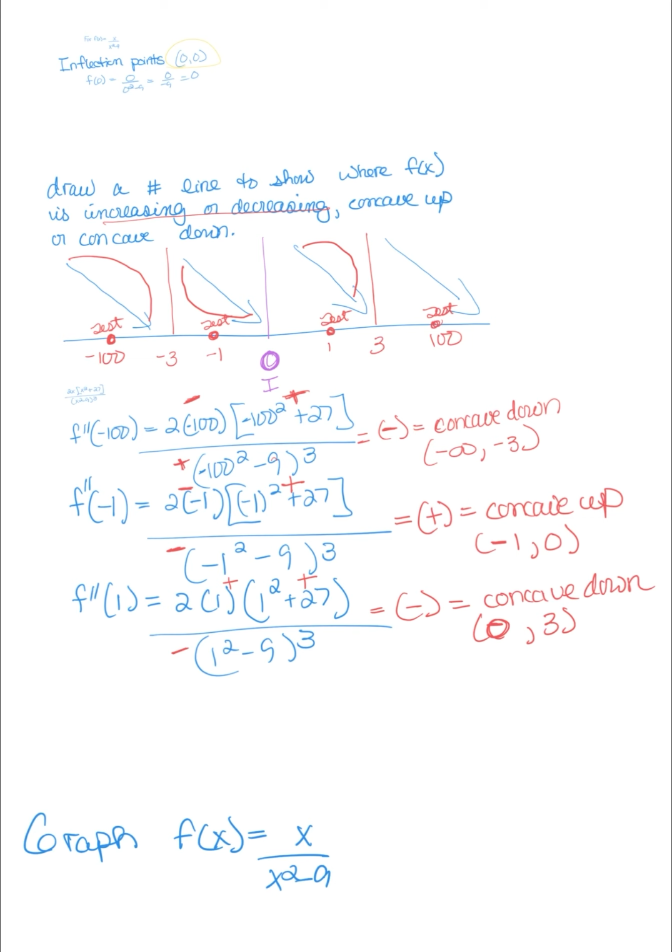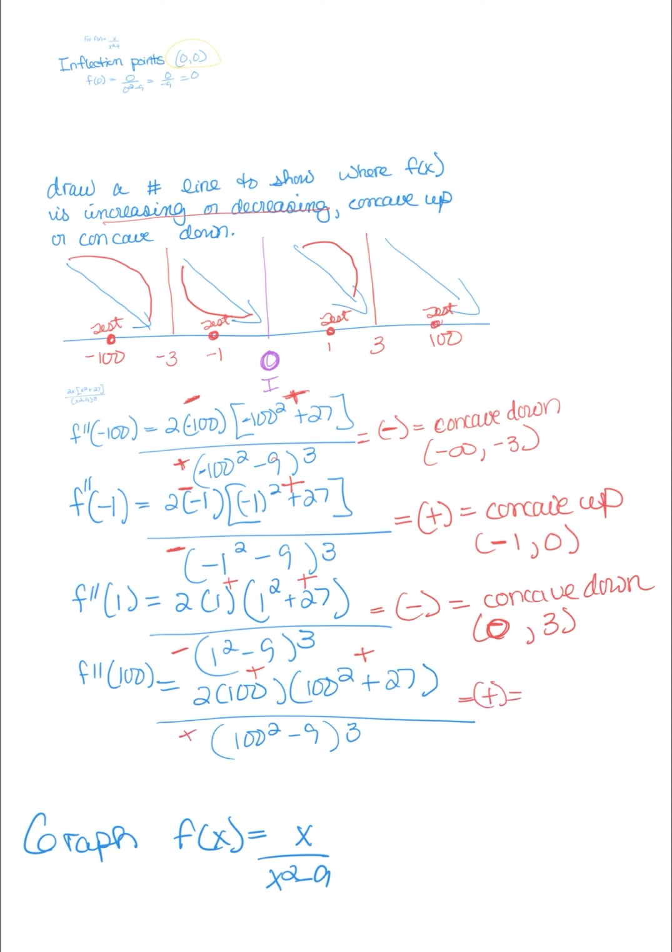All right, and then for our next one, we have f prime prime of 100 equals 2 times 100 times 100 squared plus 27 divided by 100 squared minus 9 cubed. Okay, so this first part is going to be positive. Then we have another positive, and then 100 squared minus 9 is also positive. So this is positive, so we are concave up on the interval 3 to infinity.